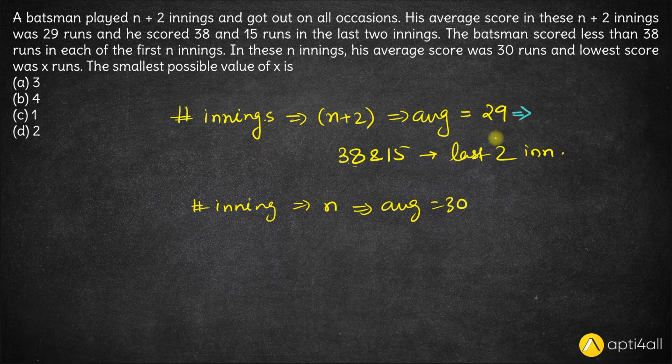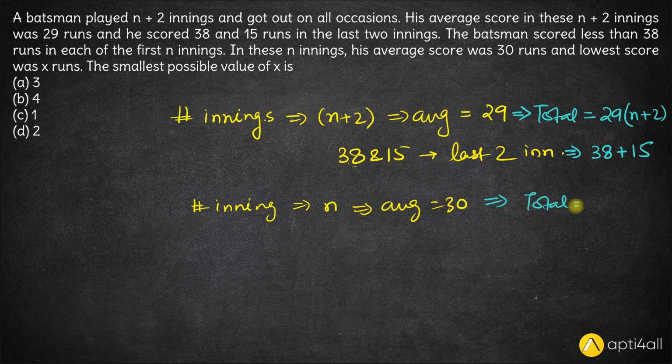So let's start here. The total runs in n+2 innings will be the average times the number of innings, n+2, right? How do we calculate a sum? Average times the number of terms, right? So that's what we have. For the last two innings the total score is 38 plus 15. And for the first n innings, the total will be the number of innings times the average 30. Correct? So what will be the relation between all these three terms?